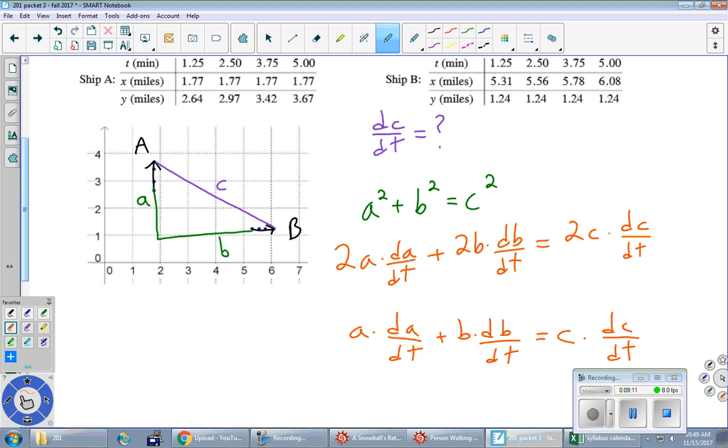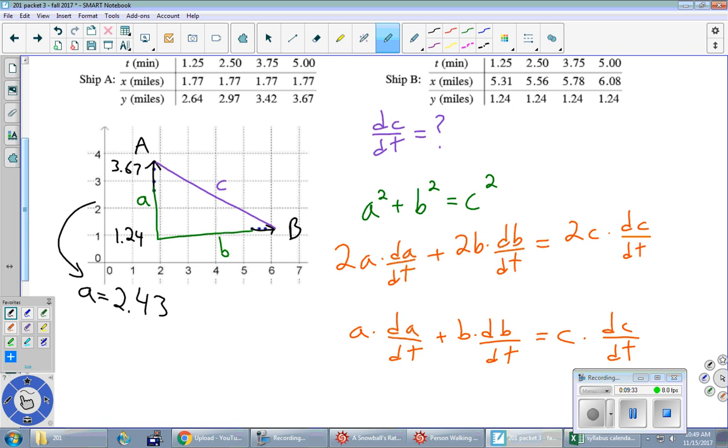So let's write it here. We've got, what did we say it was? 3.67 at the top, and then 1.24 at the bottom. That difference, that's our a value. So looking at those 2 things there, a equals 2.43. Okay, all right, so far so good.